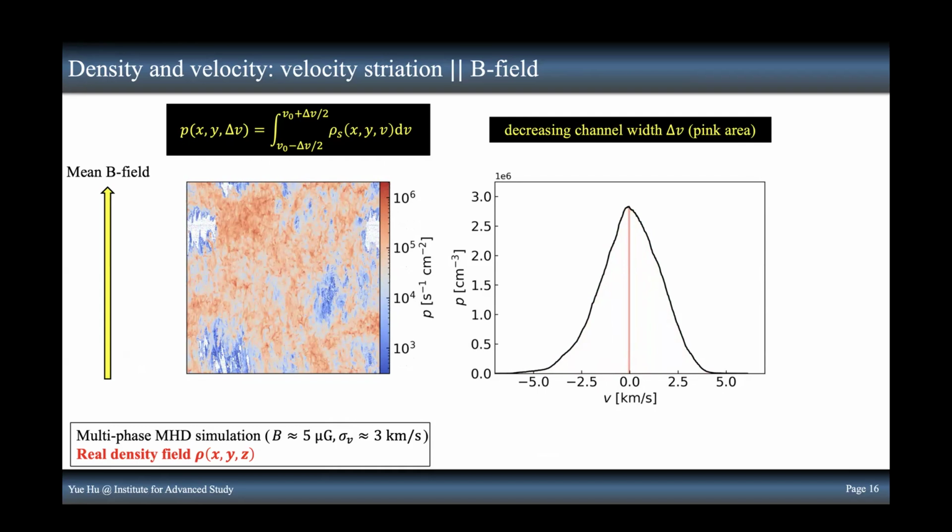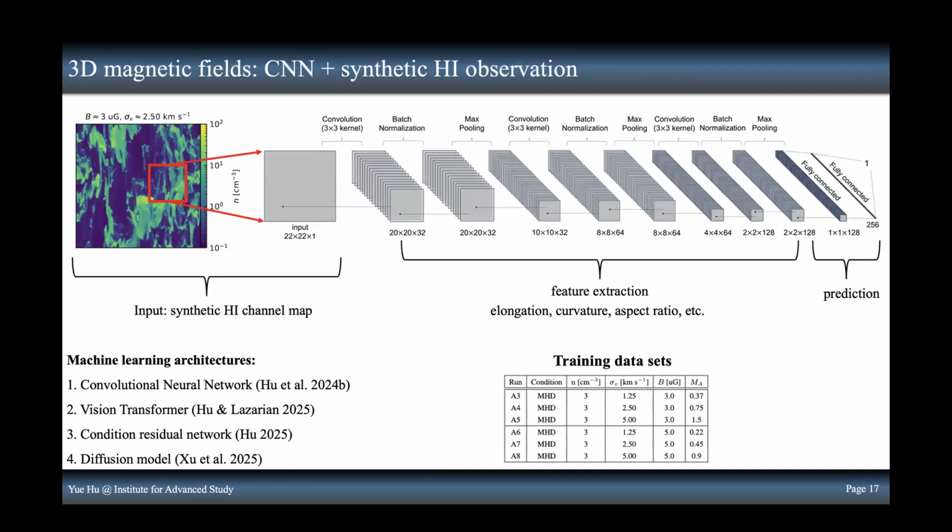Therefore, we can say that even in real observations, where we have both a density field and a velocity field, when we have a narrow channel width, the fluctuation of the information contained in such a thin channel is dominated by the velocity information. And those thin velocity channels can be used to trace the magnetic field.